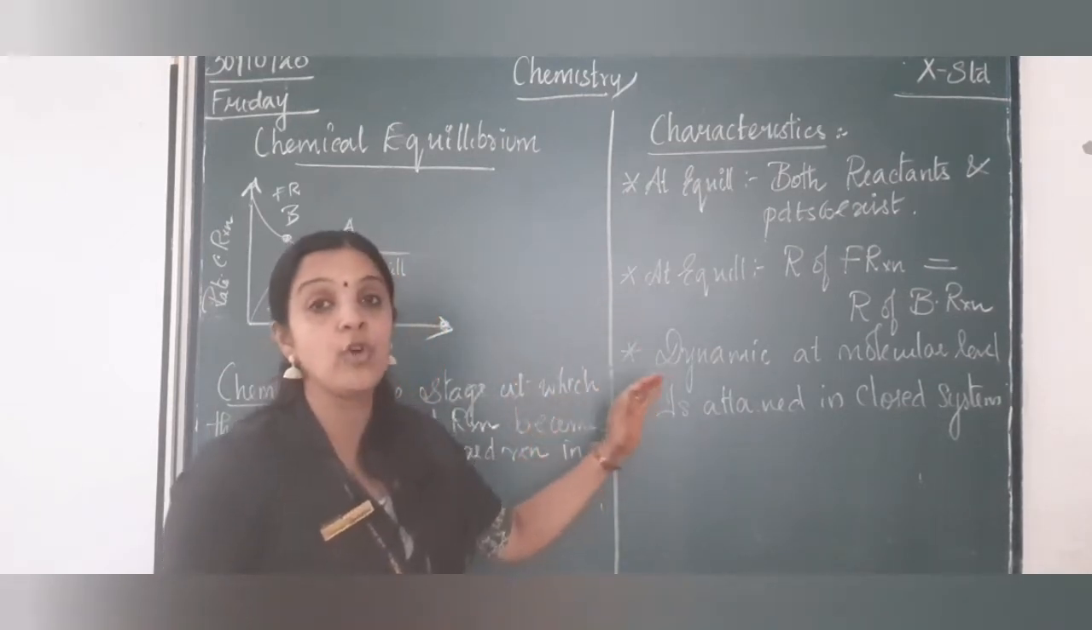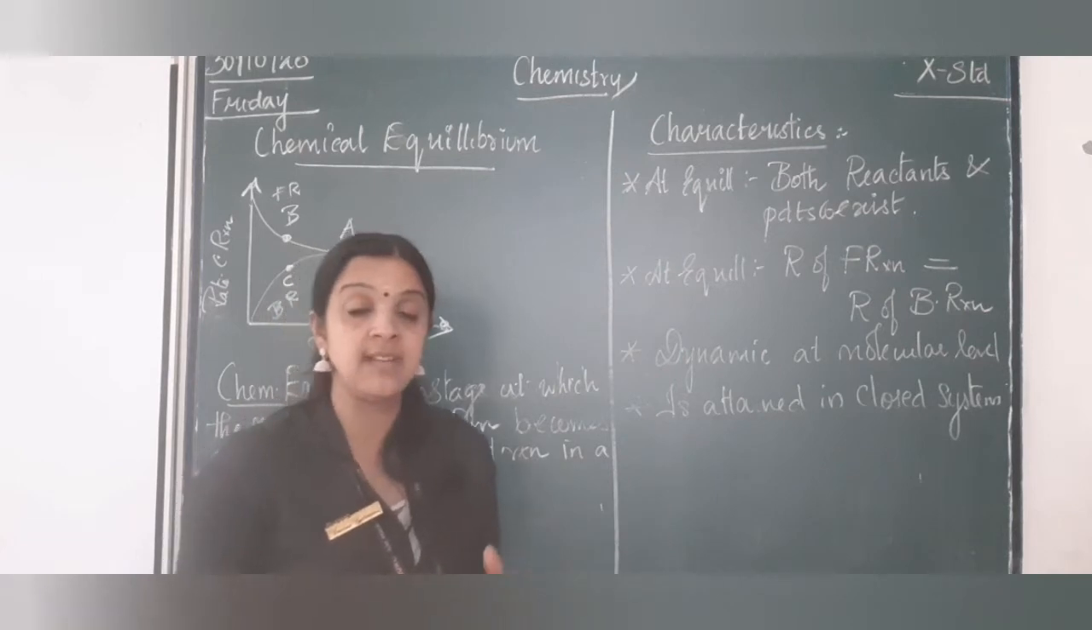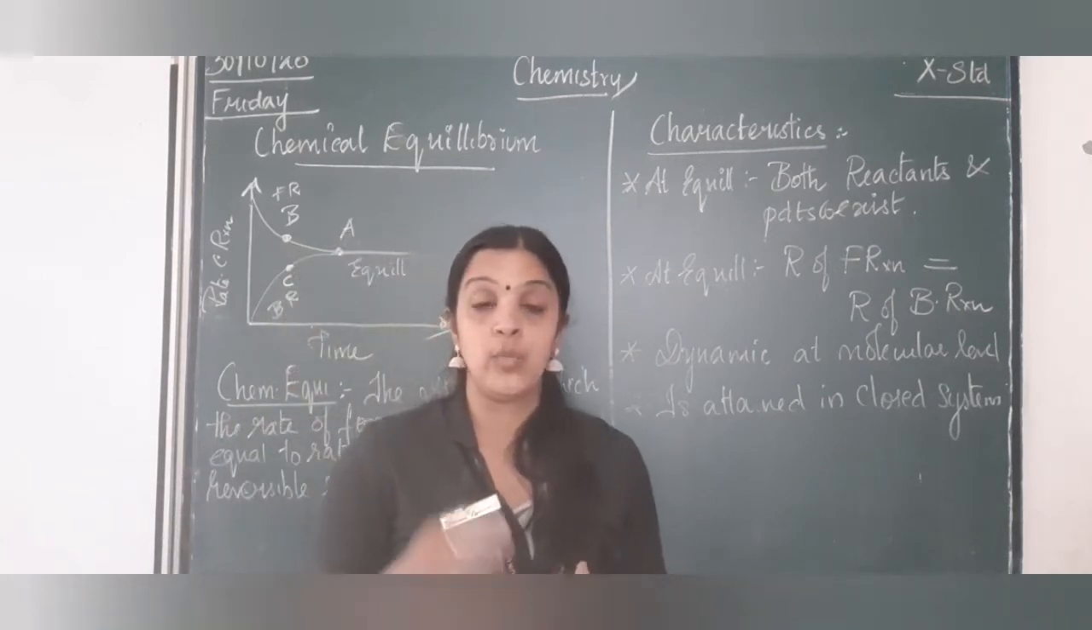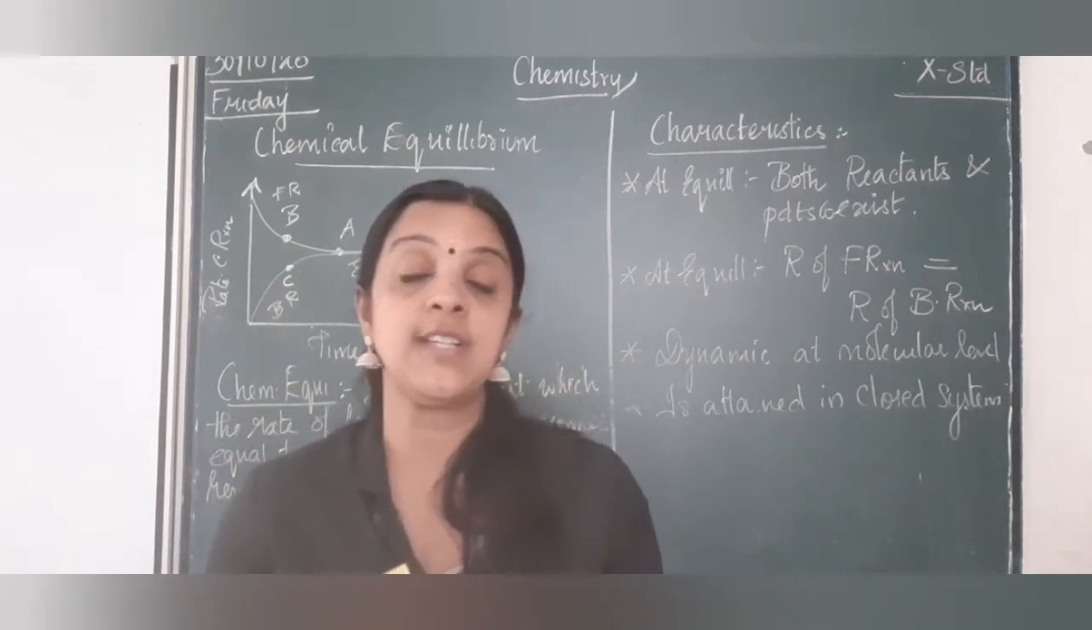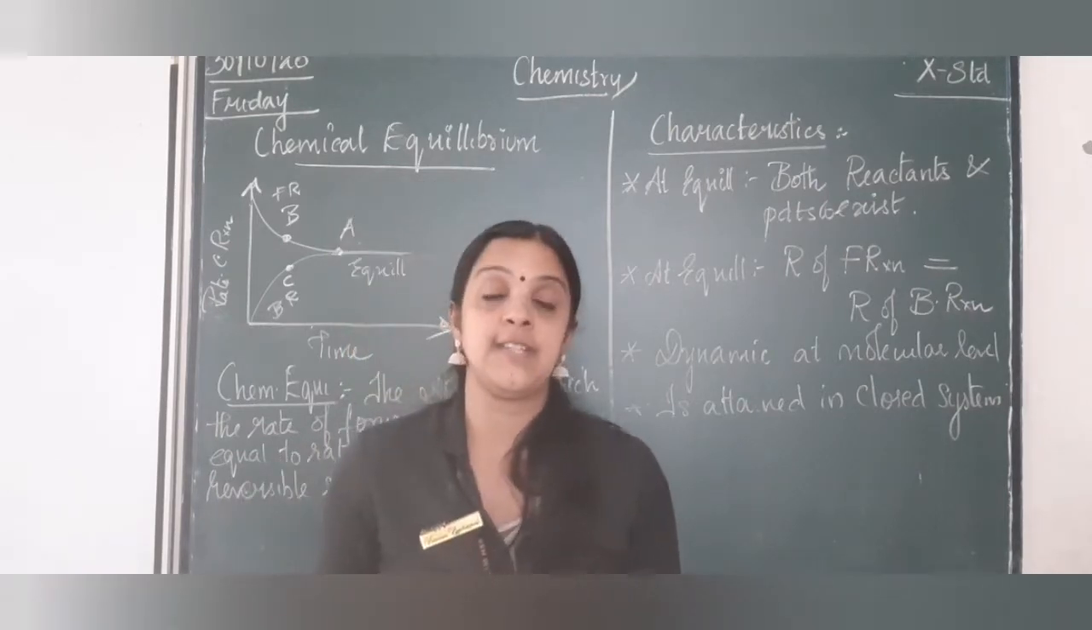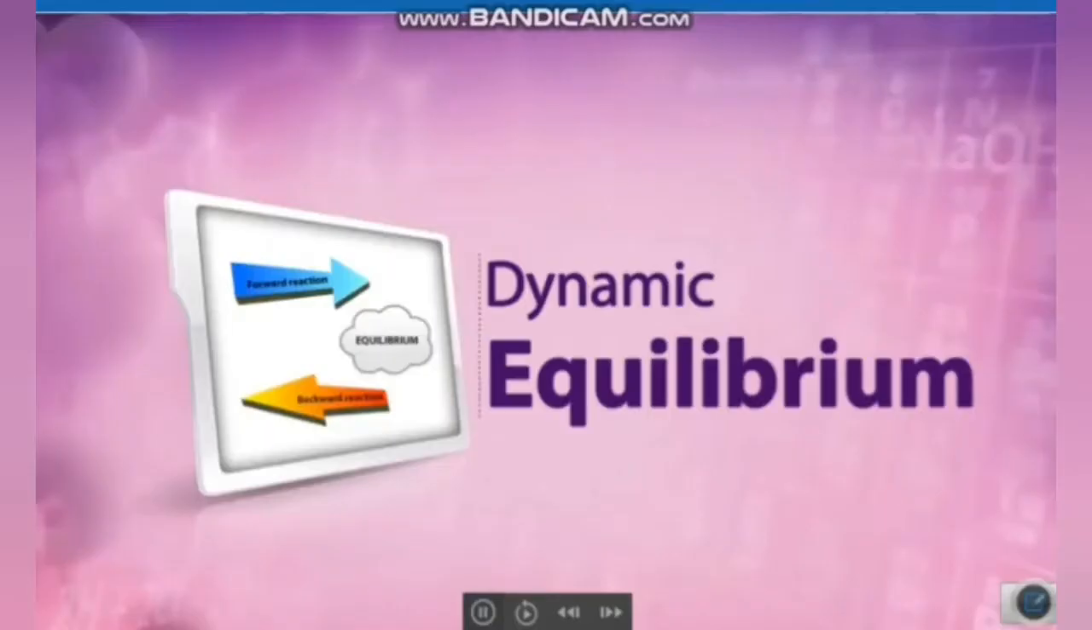So these are the four main postulates of chemical equilibrium. With this, we will be studying about Le Chatelier's principle and then factors affecting it. Dynamic equilibrium.